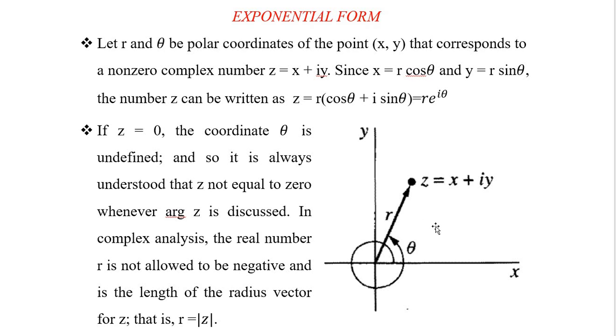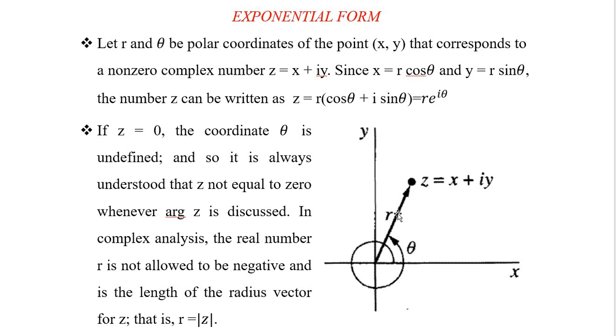Similarly, sin theta equals opposite side by hypotenuse, so sin theta equals y by r. That is, y equals r sin theta. Therefore, we can write the complex number z equal to r e power i theta. That is, r of cos theta plus i sin theta can be written as r e power i theta. So this is the polar form of a complex number, or the exponential form of a complex number.